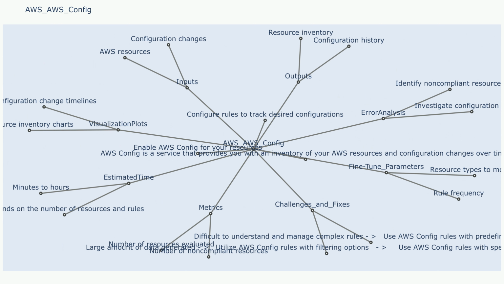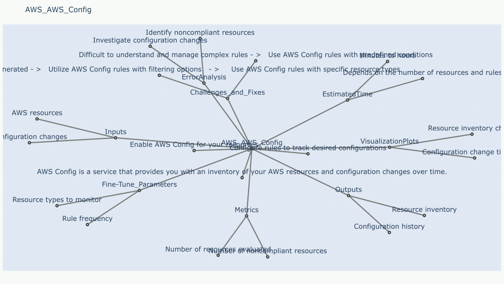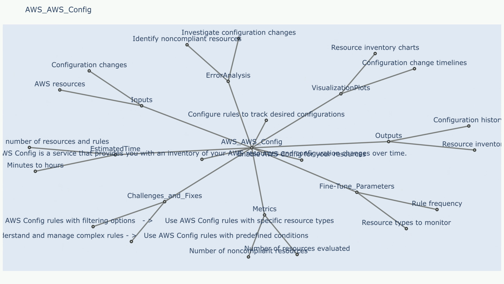Name: supported resources. Purpose: AWS Config supports a wide range of AWS resources. You need to ensure the resources you want to monitor and manage are supported by AWS Config. Refer to the AWS Config documentation for a complete list of supported resources.